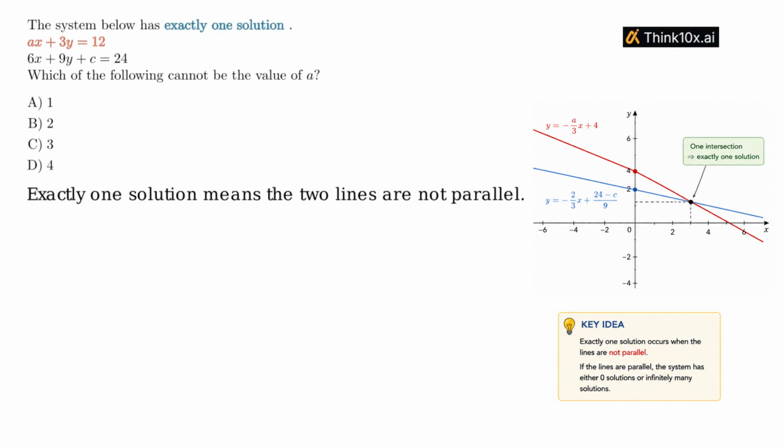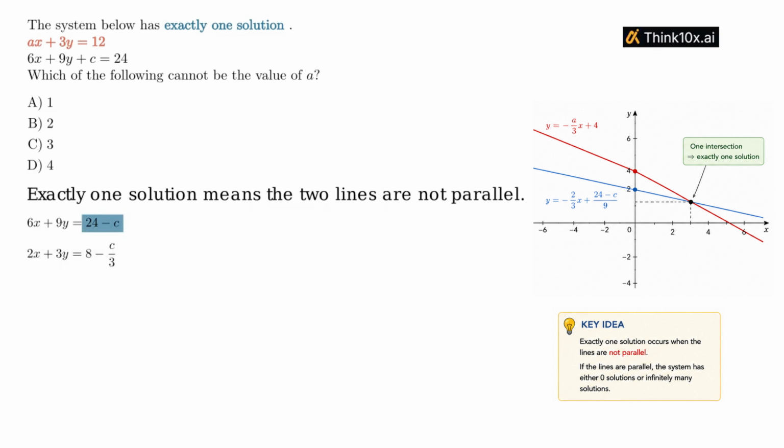To talk about one solution, it helps to think of these as two lines. Two lines have exactly one solution when they are not parallel. So our job is to find when these two equations would become parallel. Let's rewrite the second equation so it looks more like the first one. I want the x and y terms together on the left and the constant on the right. That makes it easy to compare the coefficients. The right side is just some constant, since c is a constant.